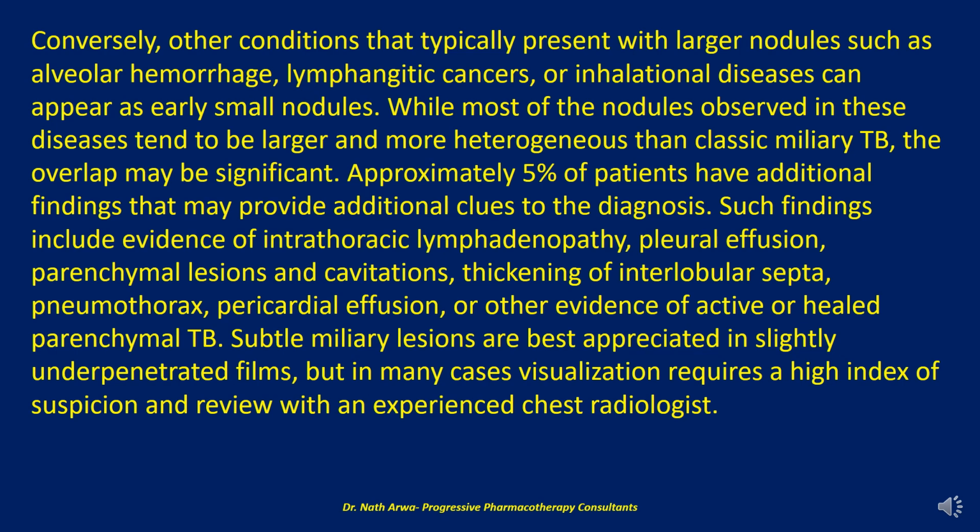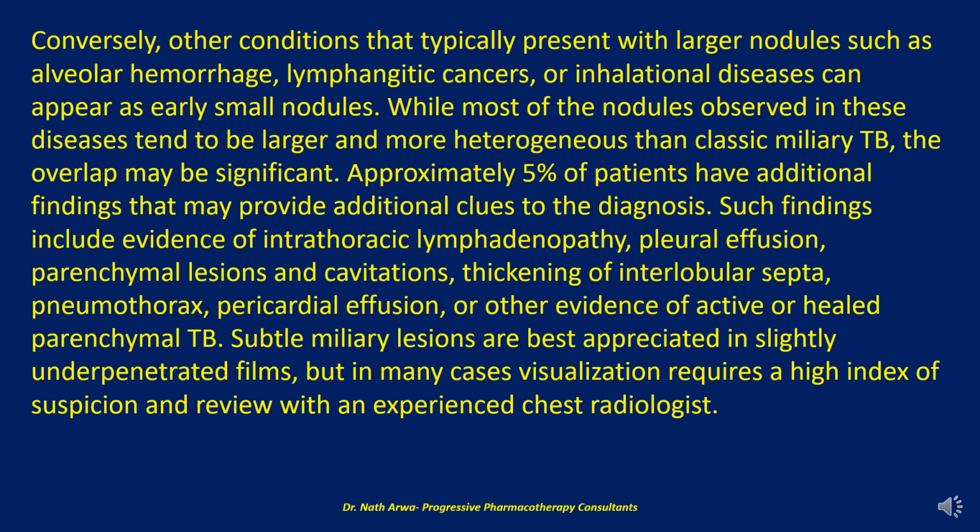Conversely, other conditions that typically present with larger nodules, such as alveolar hemorrhage, lymphangitic cancers, or inhalational diseases, can appear as early small nodules. While most of the nodules observed in these diseases tend to be larger and more heterogeneous than classic miliary TB, the overlap may be significant. Approximately 5% of patients have additional findings that may provide additional clues to the diagnosis.